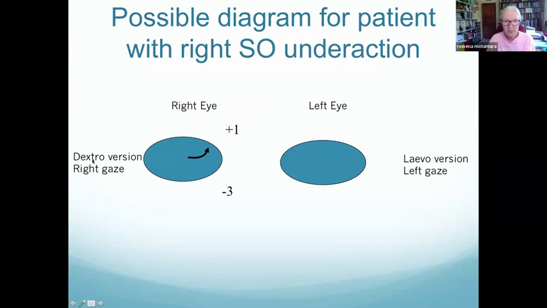So just to get you orientated, this is the patient's right, this is the patient's left. When we're indicating our muscle actions, we're looking at two eyes. So when there's a superior oblique underaction, you would also see an overaction of the synergist in the other eye, which would be the left inferior rectus.